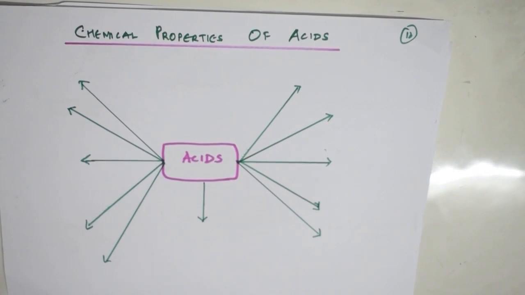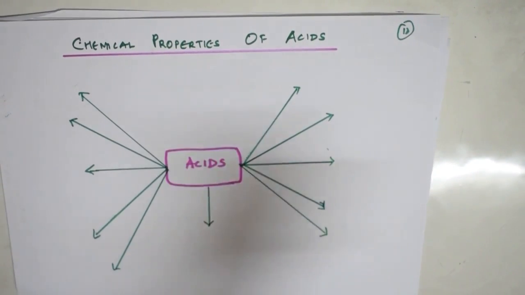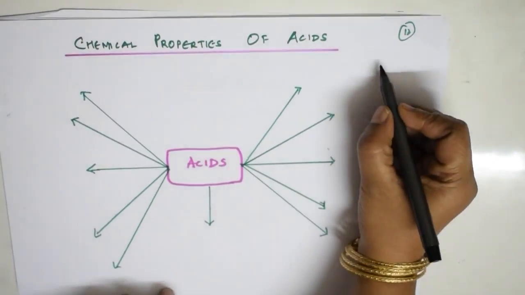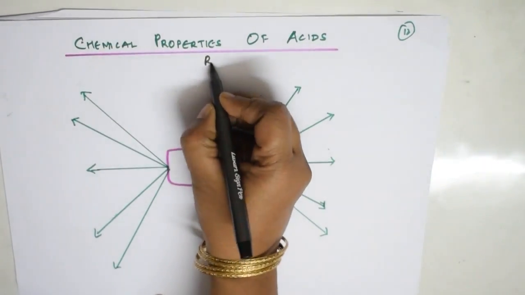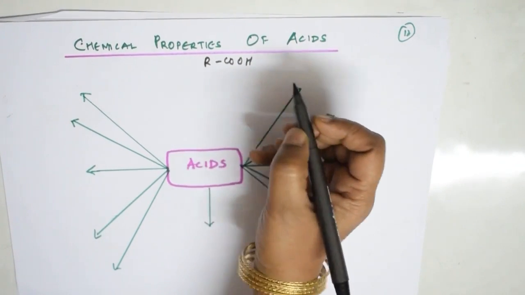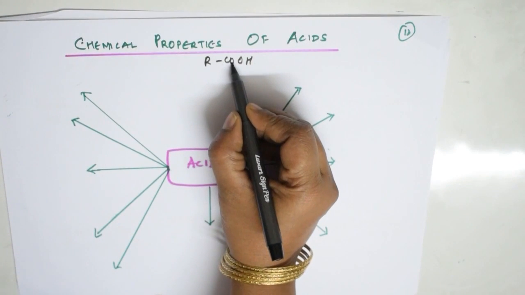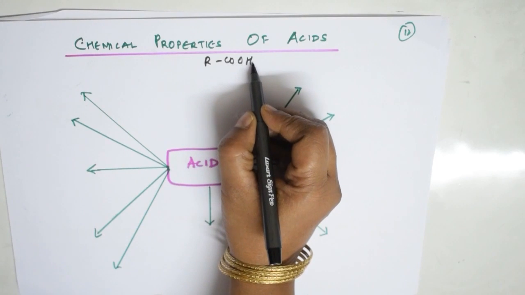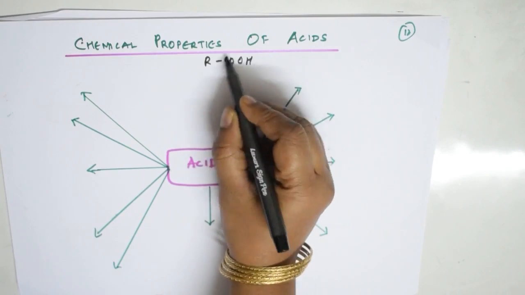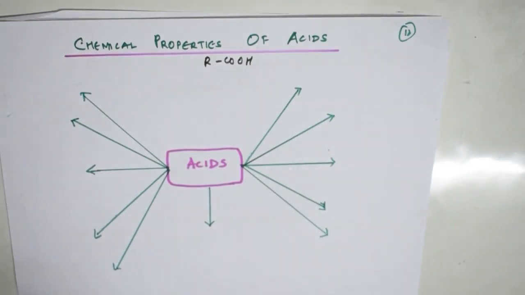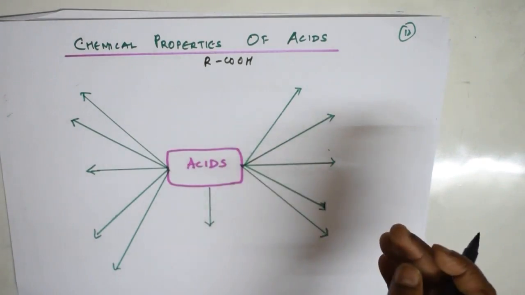Here there are 2 or 3 varieties of reactions you will be seeing. Suppose I take RCOOH, the acid group. You will be seeing reactions where there is cleavage of carbon and oxygen, reactions where there is cleavage of oxygen and hydrogen, and reactions where there is cleavage of this complete bond, right? Let us see. Now I'll be writing the list of reactions.